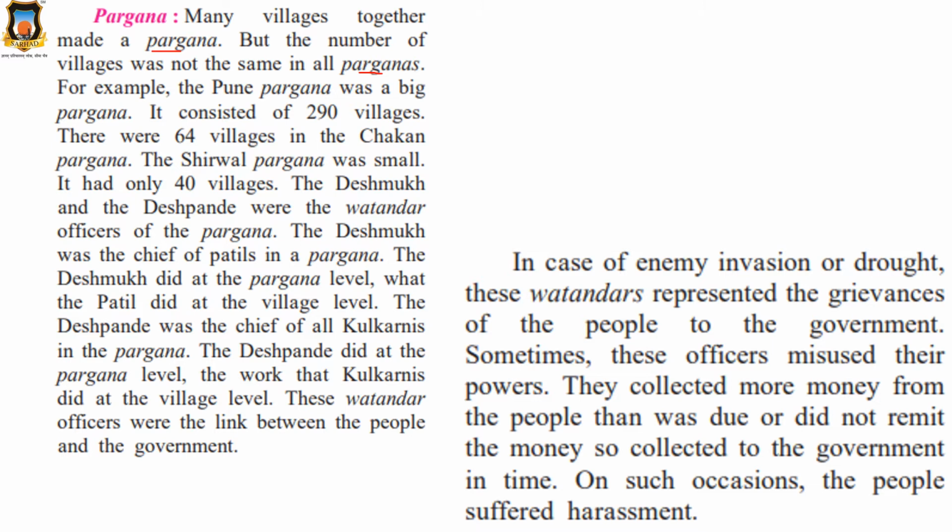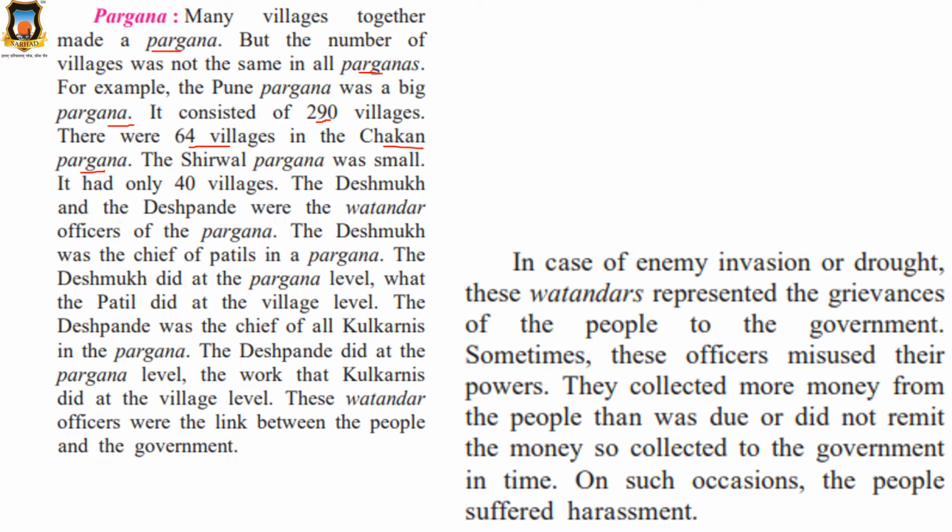For example, the Pune Pargana was a big pargana. Obviously, because there were many villages in Pune. It consisted of 290 villages. There were 64 villages in Chakan Pargana. You all know Chakan? It's near Pune, not very near, one or two hours away. In Chakan Pargana there were 64 villages, and in Pune Pargana 290 villages.